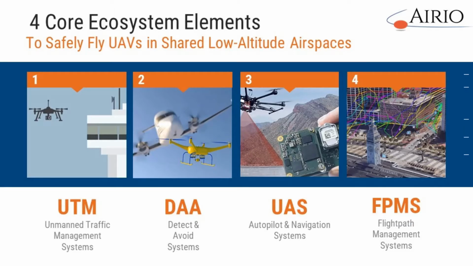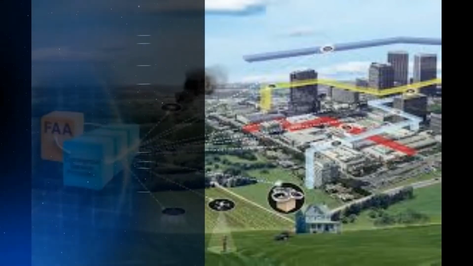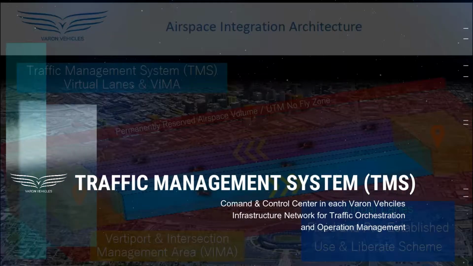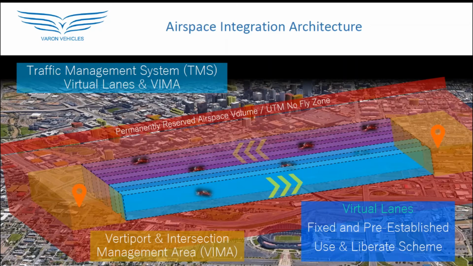It occurred to us that in the existing paradigm, there are 4 core ecosystem components needed to safely manage multiple vehicles in a shared airspace. We need a traffic management system, or TMS, to coordinate among vehicles in the entire airspace. The Own Vehicles approach simplifies this requirement by starting their implementation with a TMS system with fixed virtual lanes at predetermined flight levels. This leaves some issues at takeoff, landing, and transitions through the vertiport intersection management areas, or VIMAs.